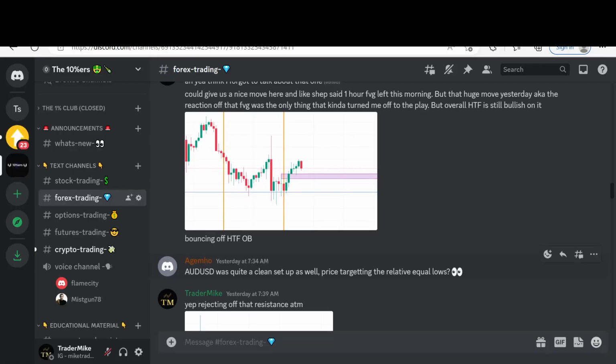And like Shep said, 1 hour fair value gap lifts this morning, but that huge move yesterday, aka the reaction off that fair value gap, was the only thing that kind of turned me off to the play. But overall, higher time frame, so bullish on it. So this is what I'm talking about that kind of turned me off. But still, overall, I like the play because higher time frame, we're trading with the higher time frame trend. We got a higher time frame level, confirmation. We got several things lining up here. So still, it was worth the trade.